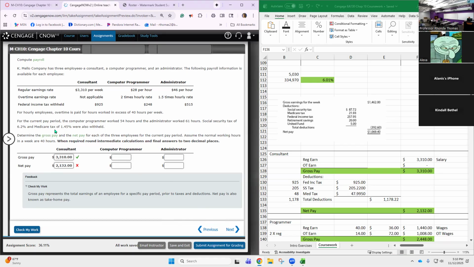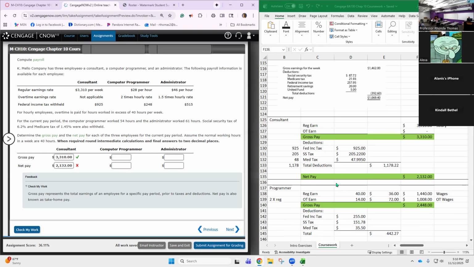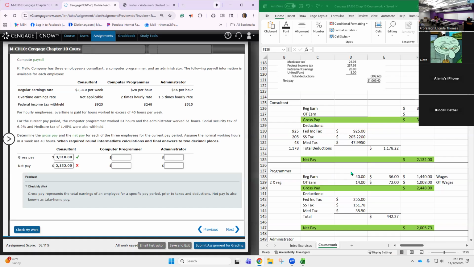6.2 and Medicare tax of 1.45. So I must be... All right, I'll come back to that one. Let's go to the programmer. Okay, we'll go to the programmer.